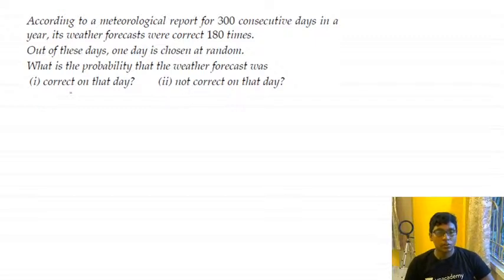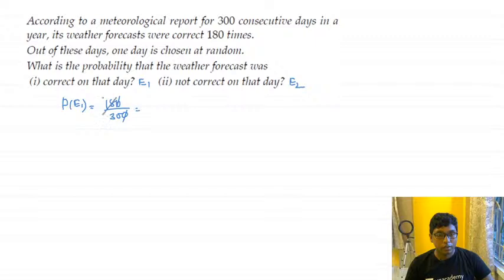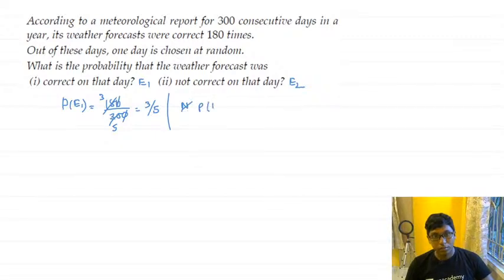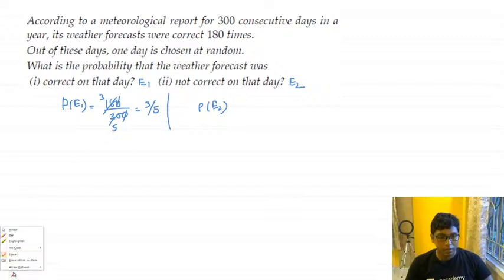Okay. So the weather forecast will be correct on that date. If I consider that event as E1 and this event as E2, the probability of event E1 is going to be 180 times we got it correct by 300, right? So it gives me 6 3s are 18, so 3 by 5. Okay, and not correct will be the probability of event 2, right? Not correct will be probability of event 2.